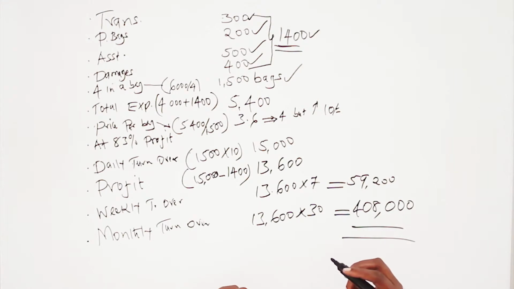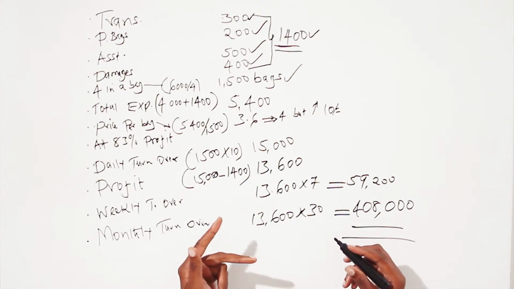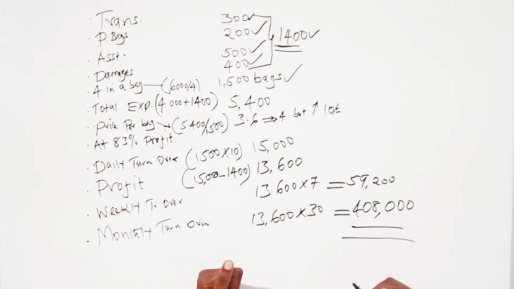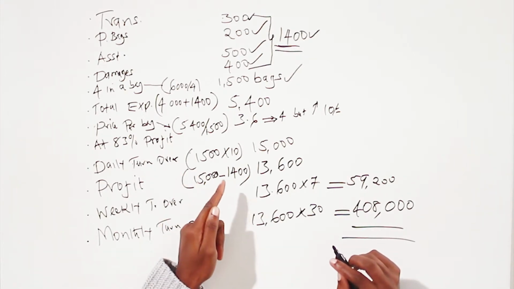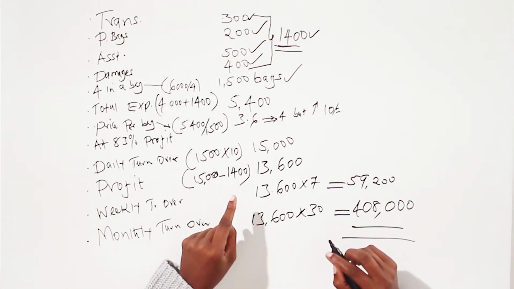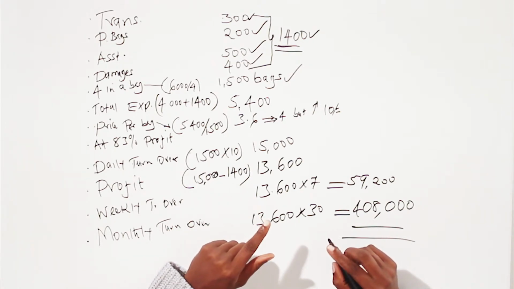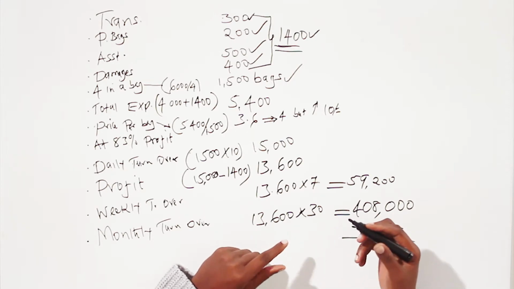Then we also need to determine the price per bag. And for us to get this, we divide 5,400, which was our total cost, by 1,500, which was our total bags, and this gives us 3.6 shillings, and this will move to 4 shillings.